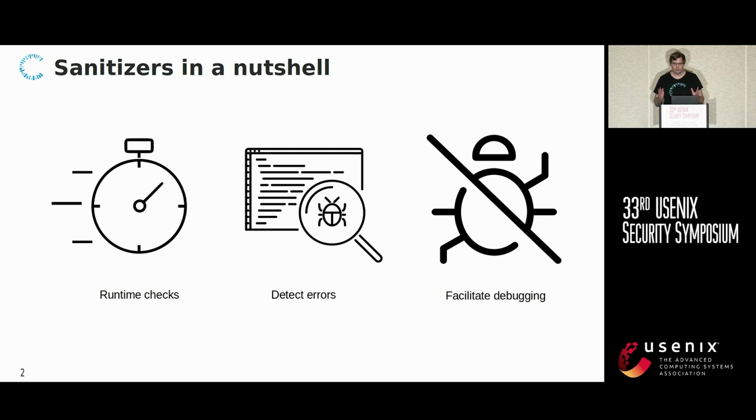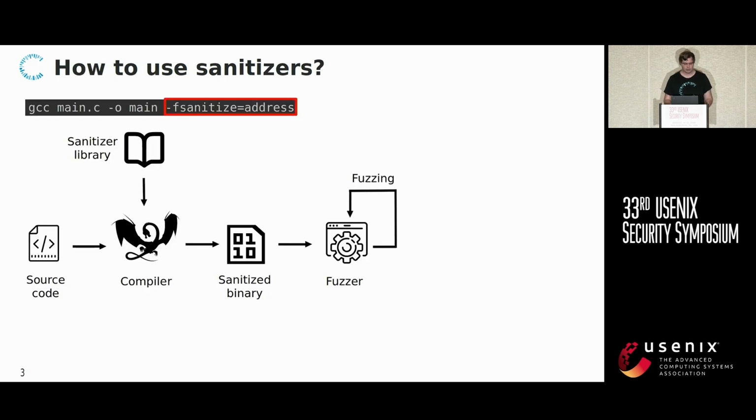For those that are not too familiar with sanitizers, here's what you have to know about them in a nutshell. Basically, sanitizers are runtime checks which are added to a program in order to detect errors or even vulnerabilities during the execution of the program. In addition to that, they can also help with debugging as they provide additional information about found errors, like stack traces, for example. So how does it work? How do you use the sanitizer?